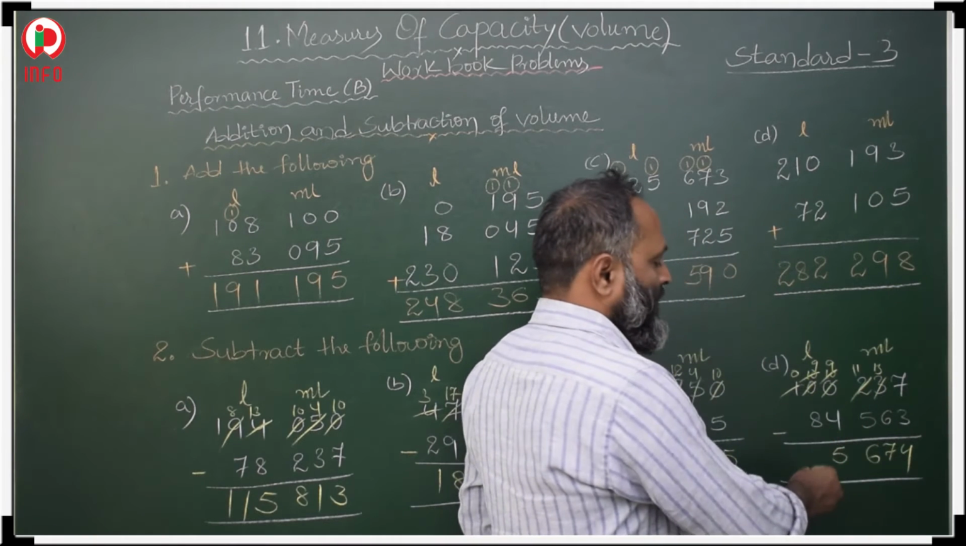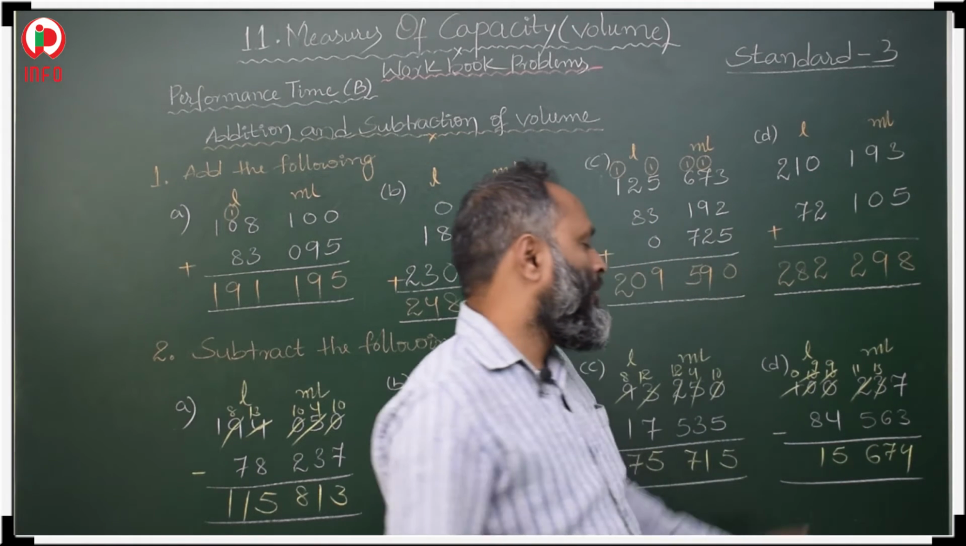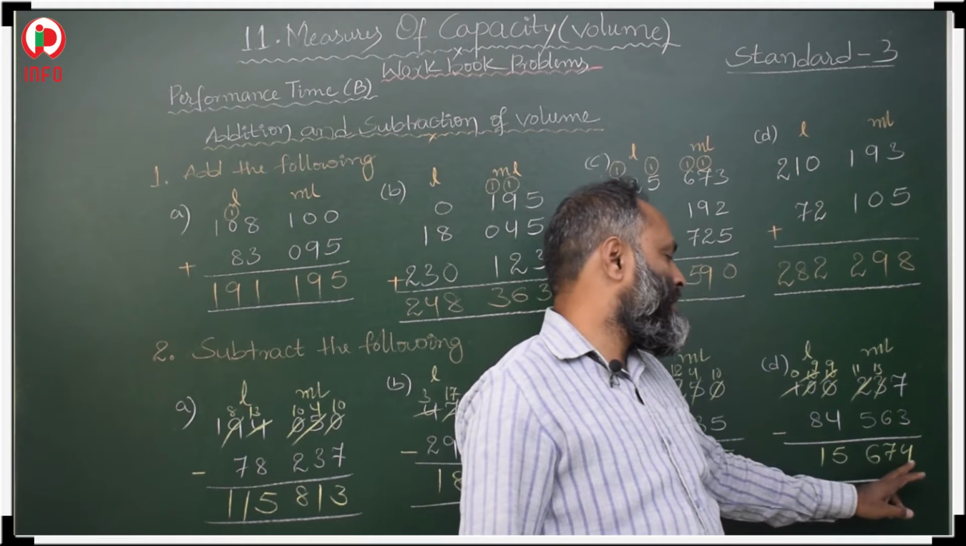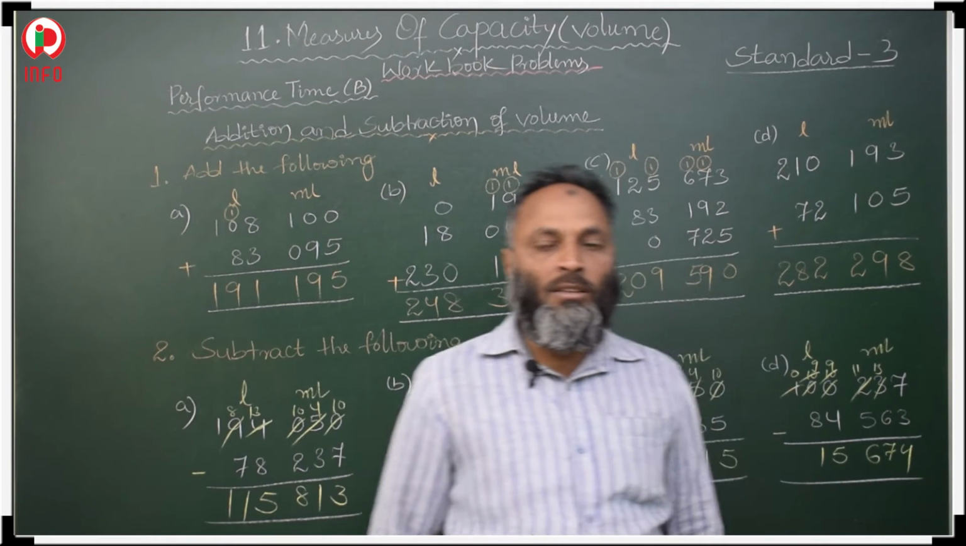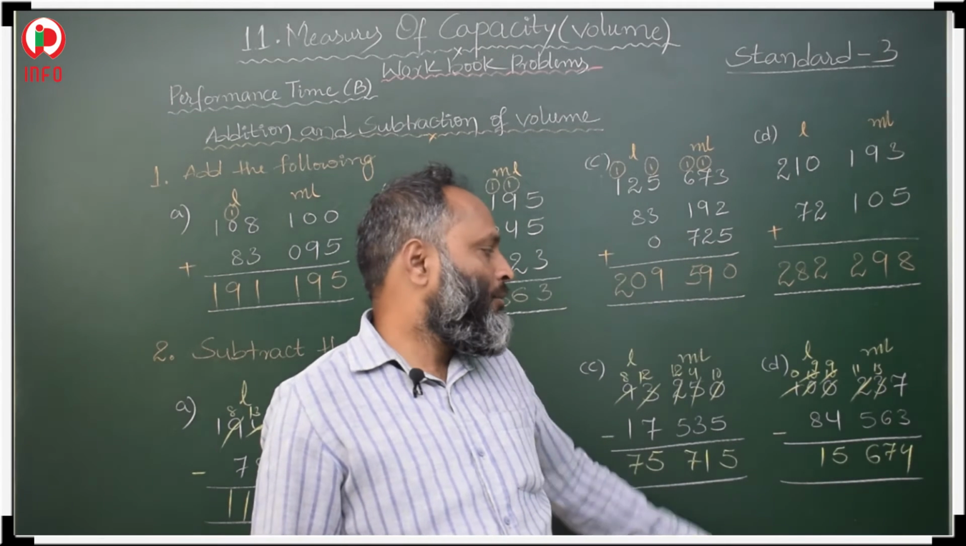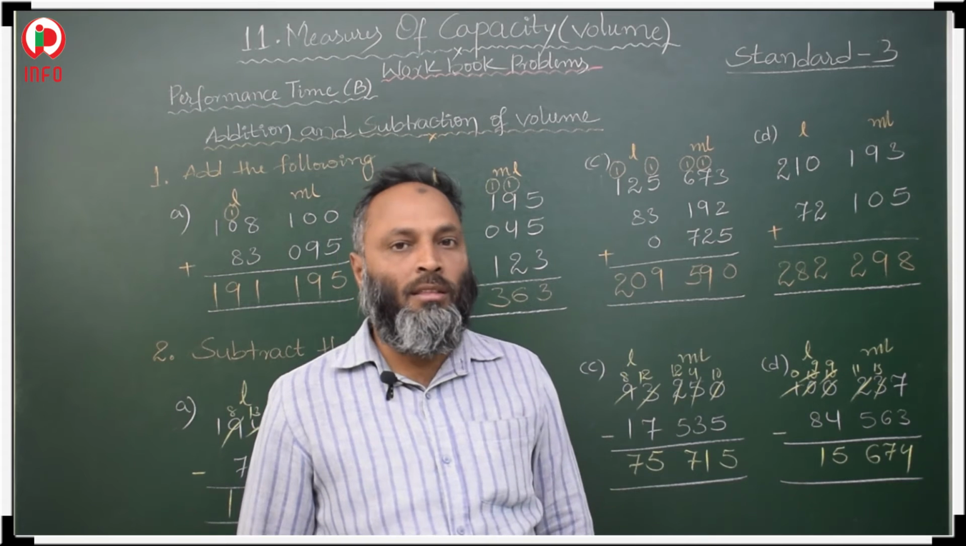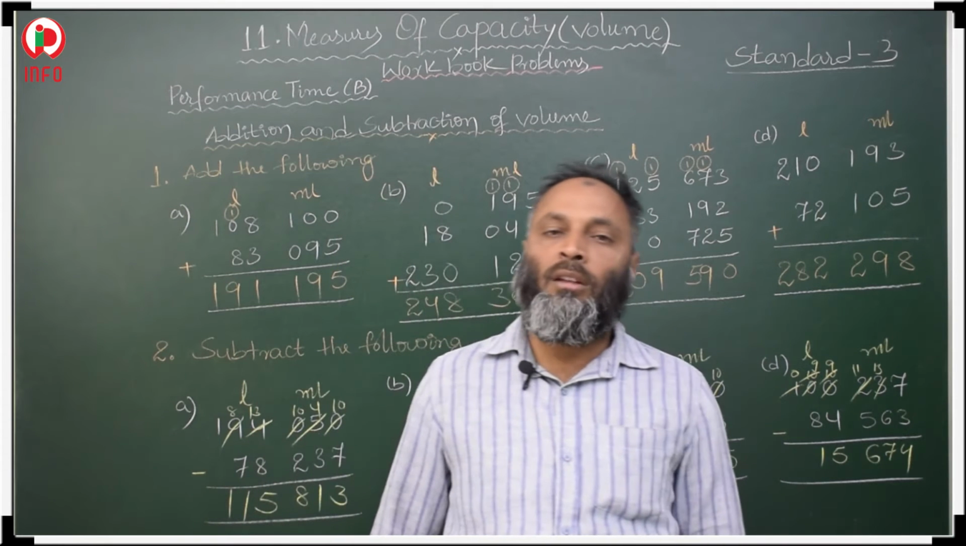Now 9 minus 8, consecutive numbers, difference is 1. 15 liters, 767 milliliters. So this is the method to subtract. More similar questions are there that you do as your home assignment. Okay.